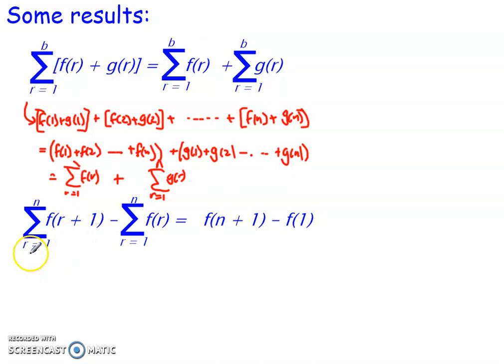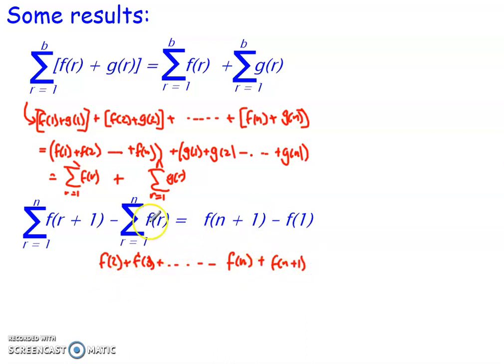Next one is the sum from r equals 1 to n of f of r plus 1, take away the sum from r equals 1 to n of f of r, is equal to f of n plus 1, take away f of 1. Now if I was to write all of these out, this first one, the sum from r equals 1 to n of f of r plus 1, would start at f of 2 plus f of 3, plus all the way up to my final two terms, which are plus f of n, then plus f of n plus 1.